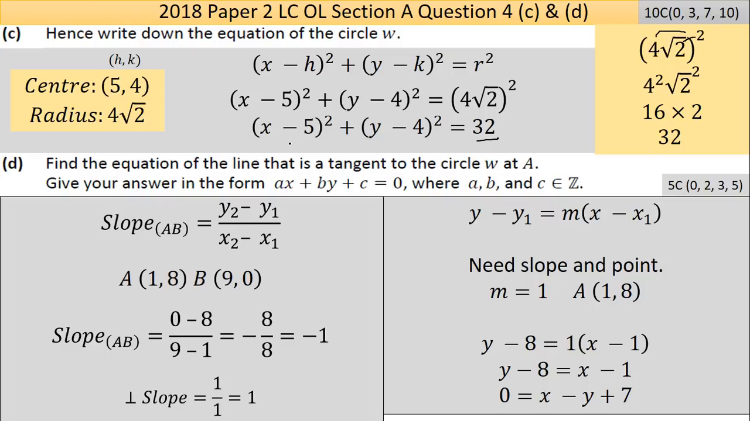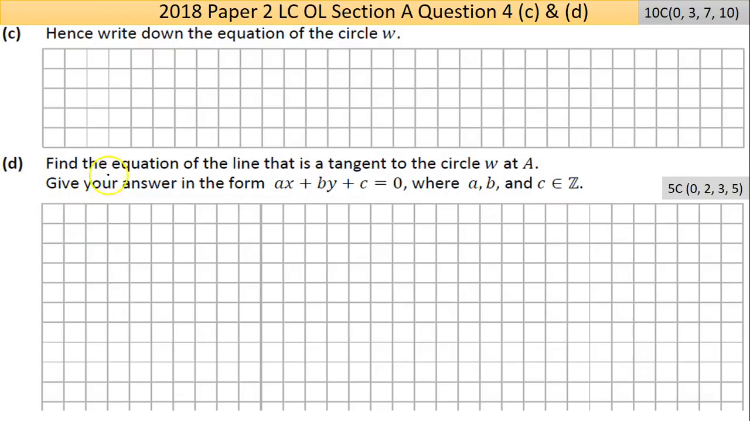If it comes up, which it almost always does, you're going to at least be getting good marks with that knowledge, and on a good day getting full marks. And I'll go back a second. Part D here says, find the equation of the line that is a tangent to the circle W at A. Give your answer in this form. We'll worry about that at the end.